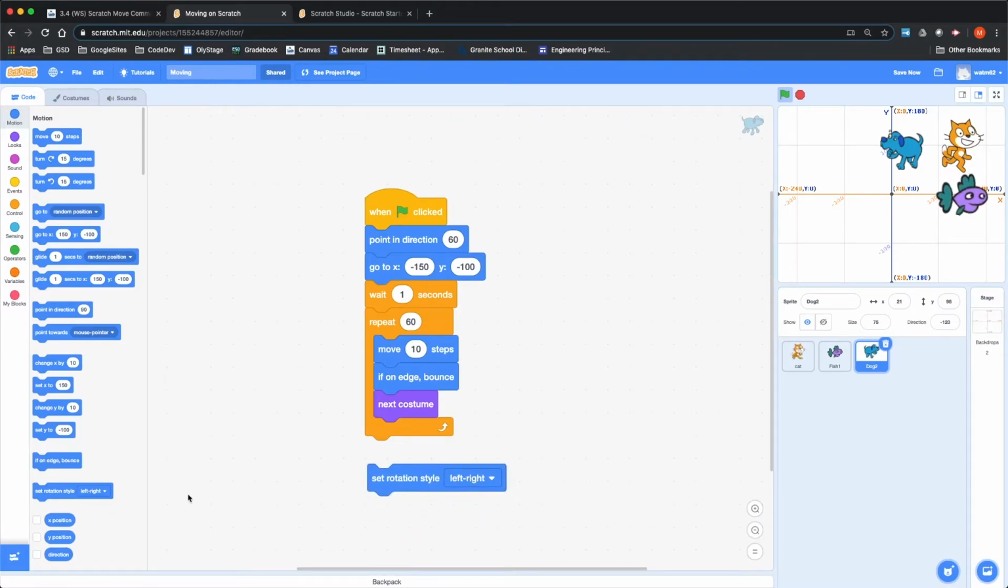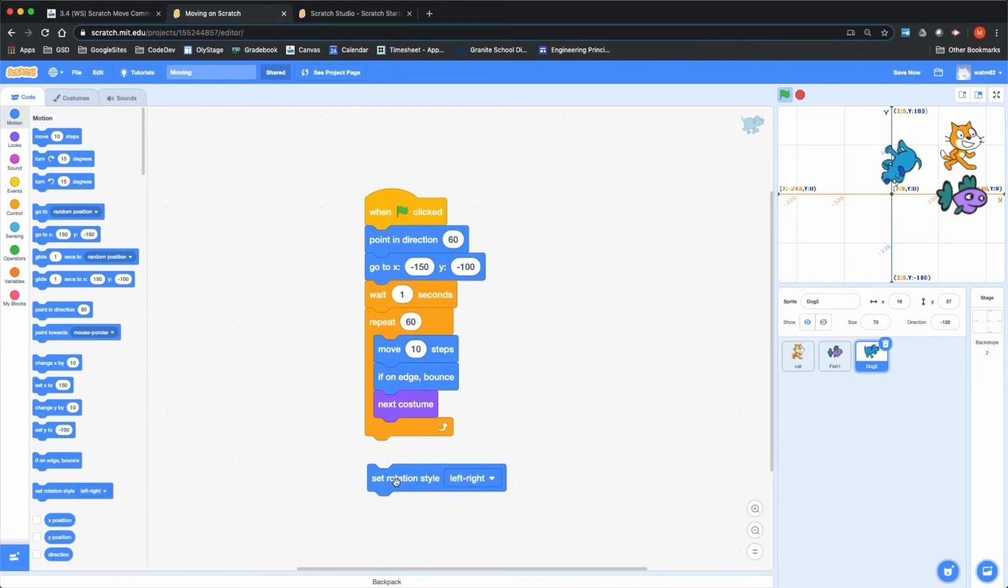The other thing that I notice is that the dog was facing either left or right. There are 3 rotation styles. The rotation style is a motion command. It's right near the bottom of the motion commands. The default is all around, which I will do right now. I'm going to click that, and now I'm going to start it. Notice that the dog is now facing the direction it's going to travel.